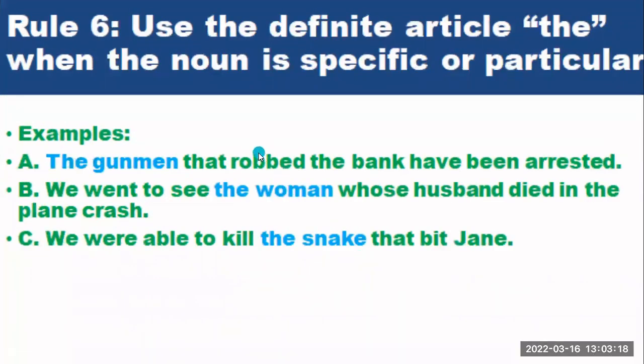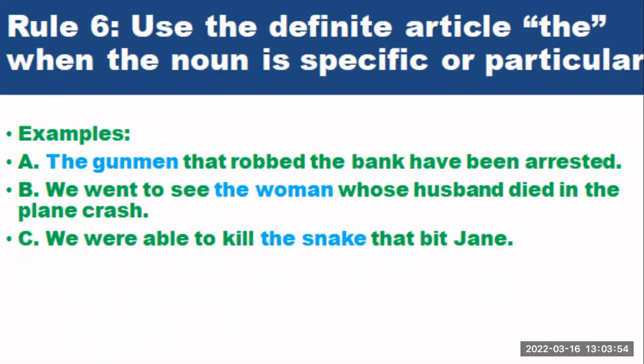Rule number 6, use the definite article the when the noun is specific or particular. If you are referring to a particular person already known to the speaker and the listener, then you use the definite article. For example, the gunmen that robbed the bank have been arrested. Already you are talking about a particular group of people.